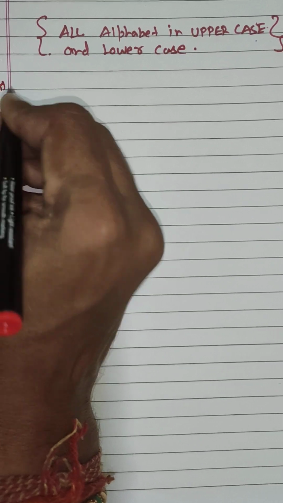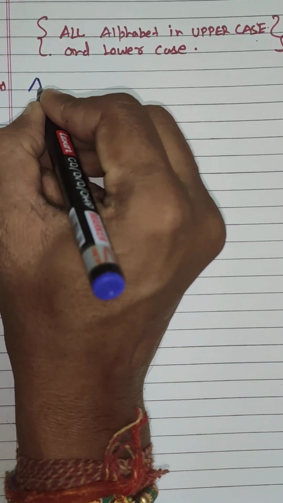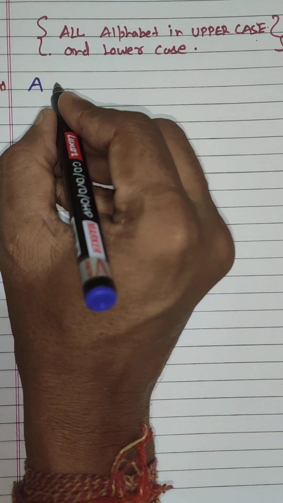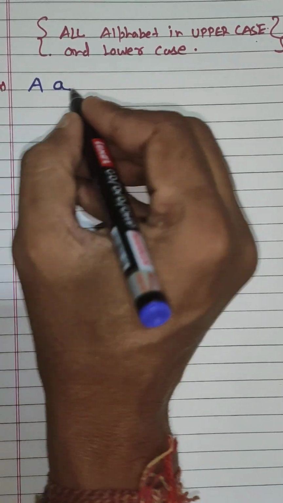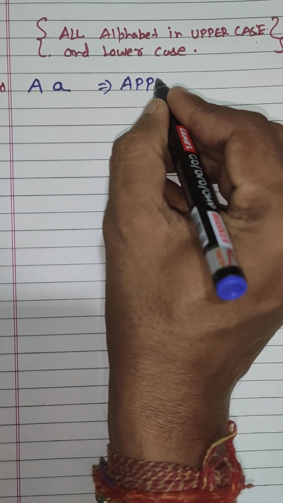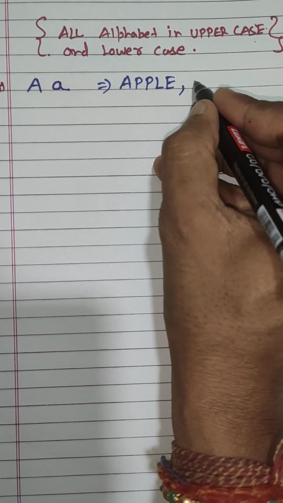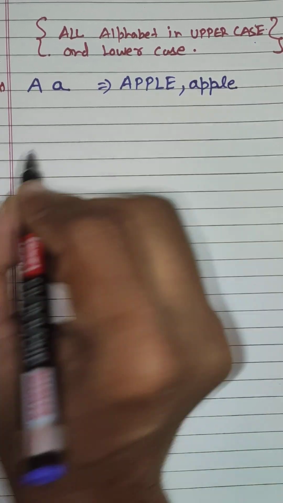We start with alphabet A. This will be capital A, and in lowercase we will write small a. A for apple. Apple.